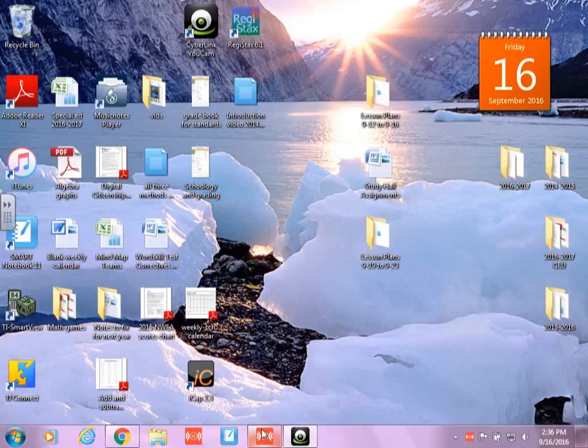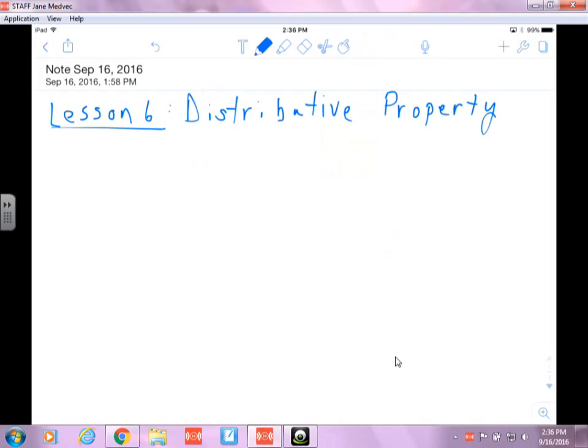Alright, so today we're going to do lesson 6 in the hands-on equations, okay? And we're going to look at the distributive property. Now, how many of you absolutely love the distributive property? Yeah, not very many of you.